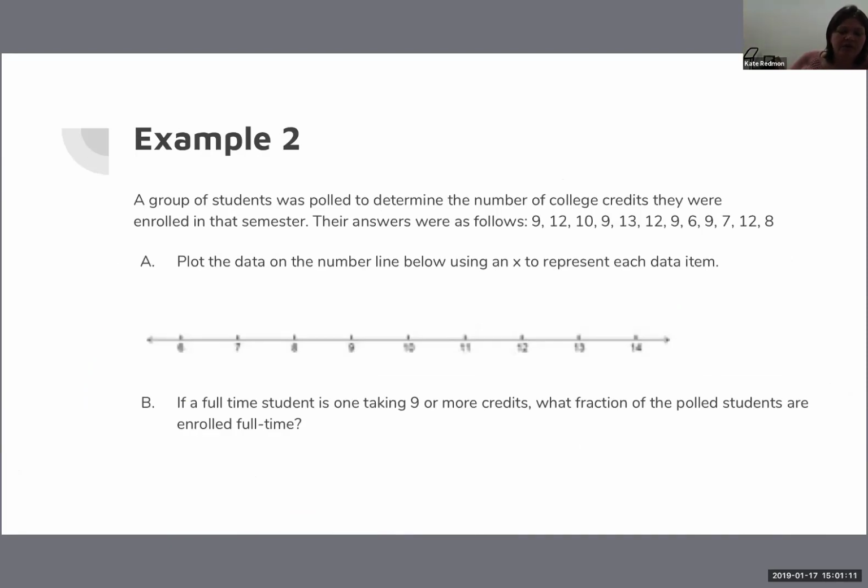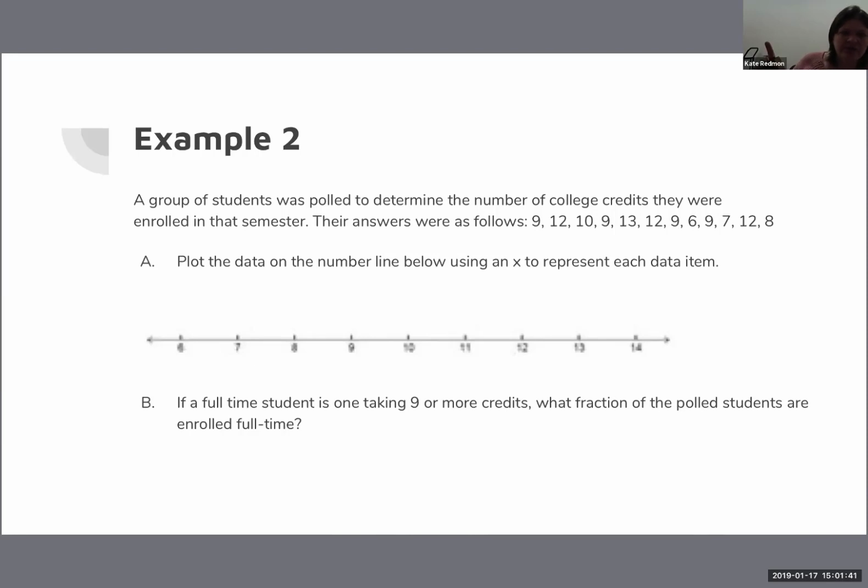Example 2, let's look at some dot plots, okay? So it says a group of students was polled to determine the number of college credits they were enrolled in that semester. Their answers were as follows, and there's a bunch of data. Plot the data on the number line using an X to represent each data item. So luckily, yay, this is one of the simpler problem types on the GED, but I don't want you to not know what you're doing when you get there or freak out.